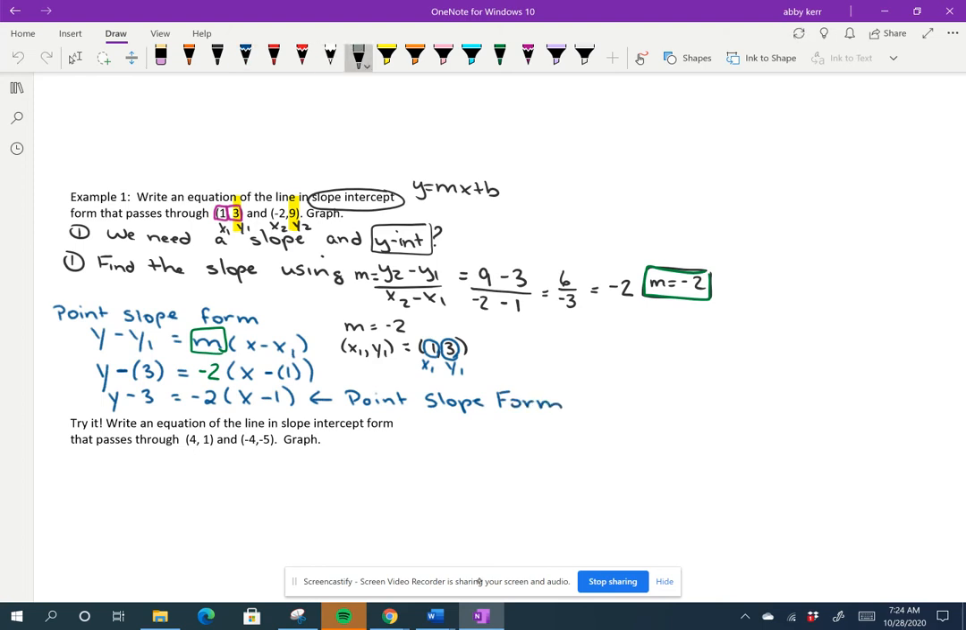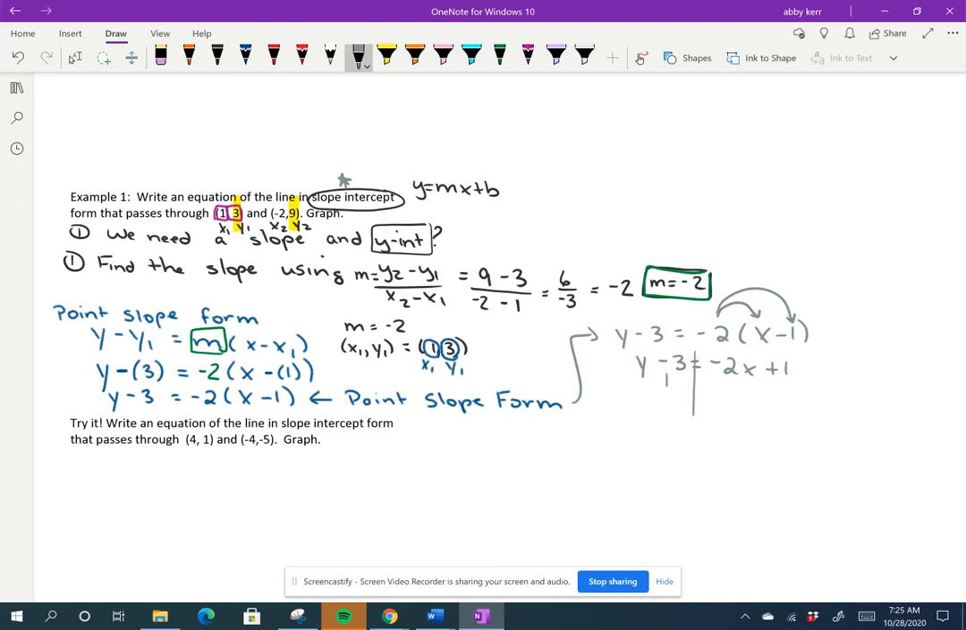Remember that the equation is going to be slope-intercept form. So we need to do some algebra for that. So we have y minus 3 equals negative 2 parentheses x minus 1. And we need to get y by itself. We need to solve for y. So we're going to distribute negative 2 times x because we want to get the parentheses alone. Negative 2 times negative 1 gets us a positive 2. And now we're one step closer to getting y by itself.